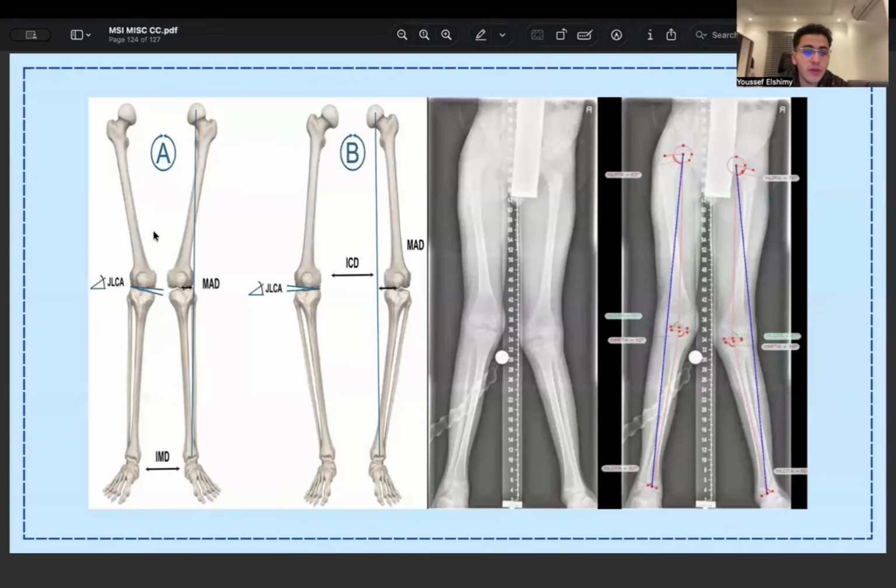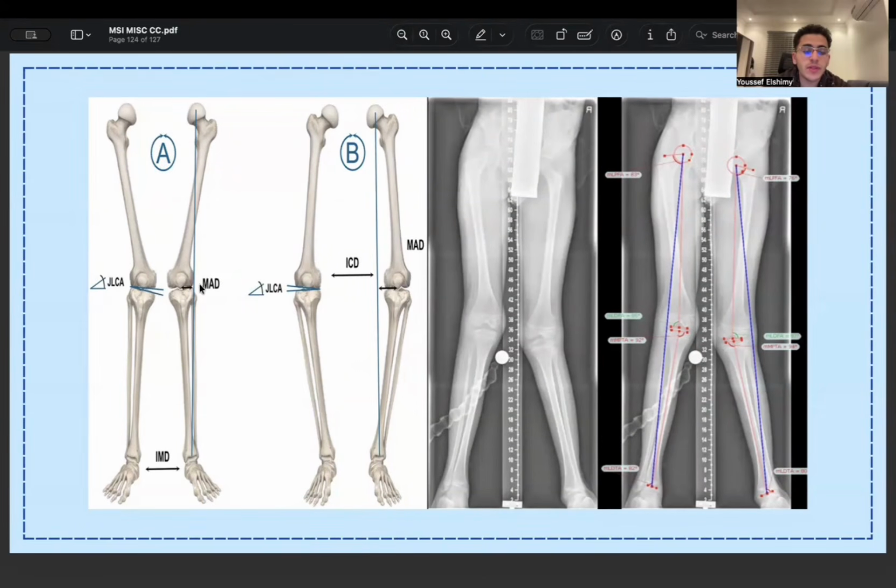So on the left side, when we draw an axis from the head of the femur till the ankle, you can see that the apex of the knee is towards the inside. So this is genu valgum. On the other side, when you draw an axis from the head of the femur till the ankle, you can see that the apex of the joint is away from the midline. So this indicates genu varum.